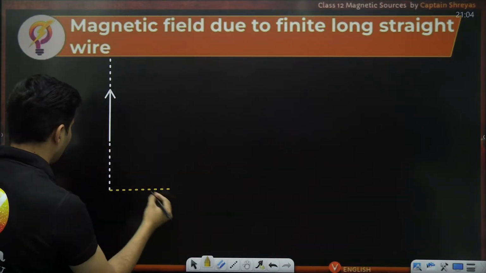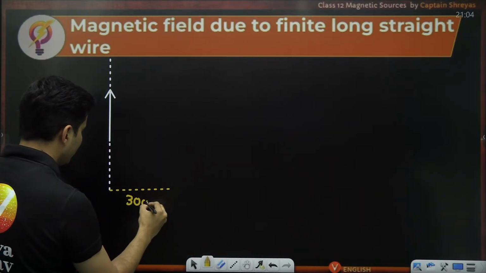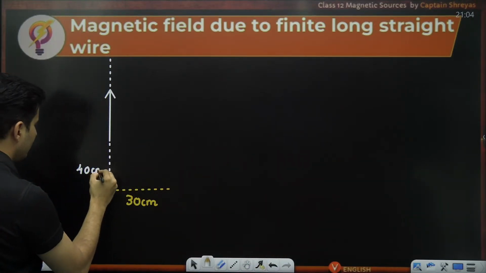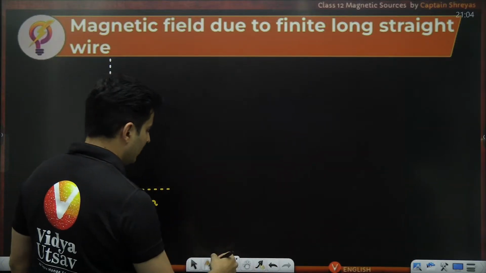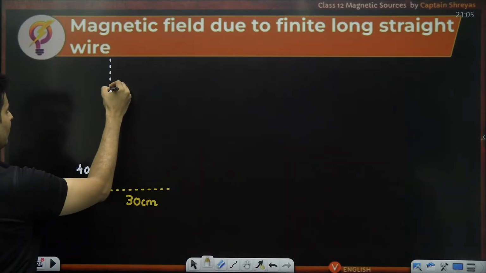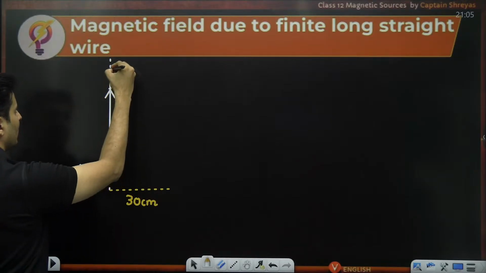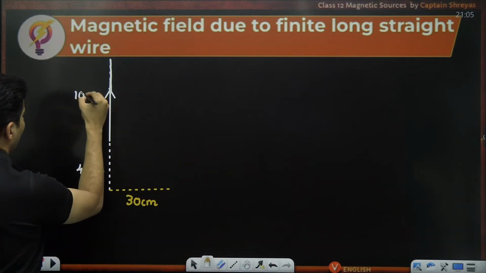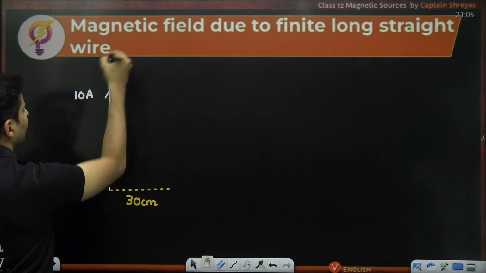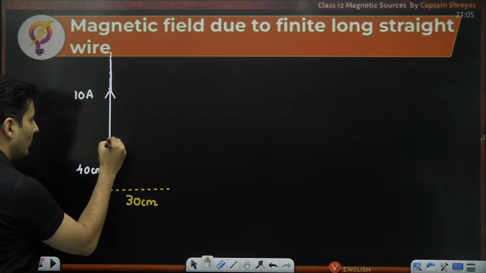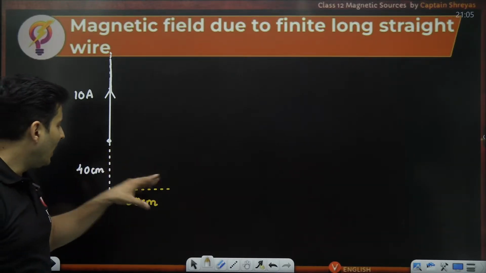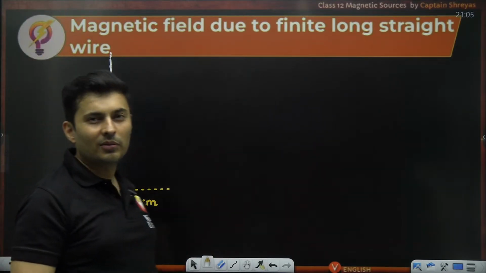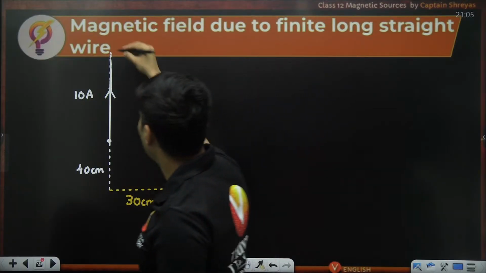This is at a distance of maybe 30 centimeters. This is, let's say, 40 centimeters. And let's say there is a current of, let's say, 10 amperes which is going, and it goes on till infinity. The wire starts over here. This is one end of the wire. So don't say this is infinitely long. No, this is a semi-infinite wire. You can think of it like that.